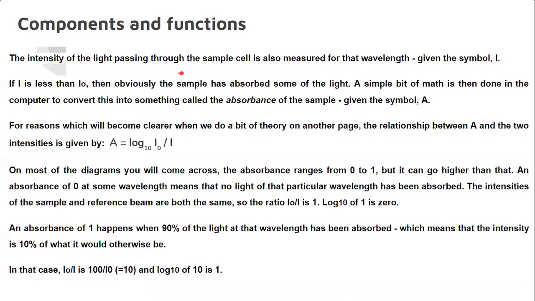Then the intensity of light passing through the sample cell is also measured for that wavelength and given by the symbol I. So first, the intensity of light coming from the reference cell is converted into current, and that is referred to as I naught. After that, the intensity of light coming from the sample cell is measured, converted into an electric signal, and that is referred to as I. I is always less than I naught. Why? Because I naught is the light coming from the reference cell, and I is the light coming from the sample cell.